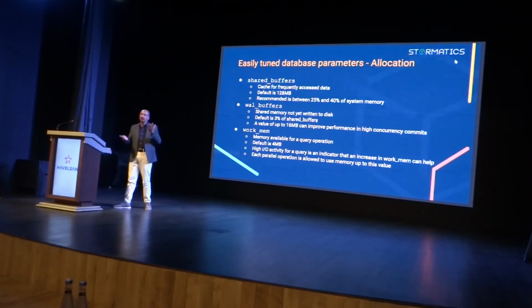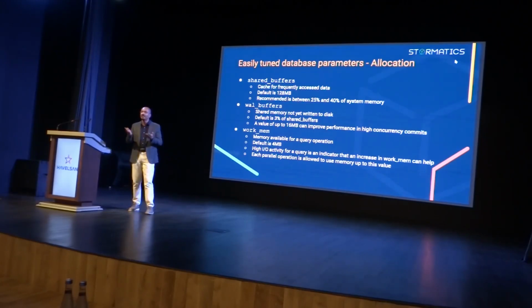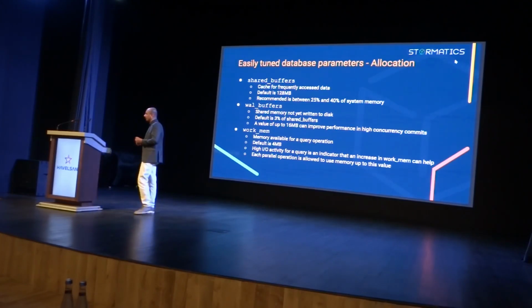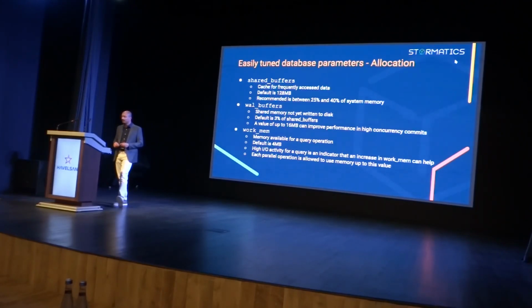Of course, you need to balance the fact that anything that is in the buffer is not yet written to disk, and in case the database crashes at that point in time, that data is going to get lost. So you need to balance the requirement of the availability of data with the need to speed up the operations. Typically, the default of WAL buffers is 3% of shared buffers, and for very highly concurrent workloads, a value of 16 megabytes can help with faster performance.